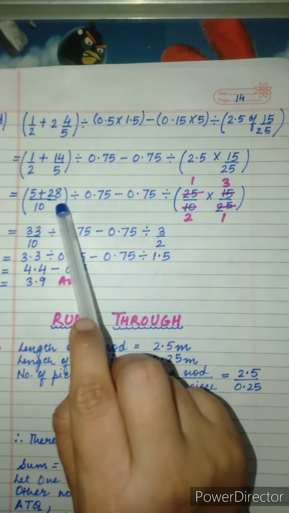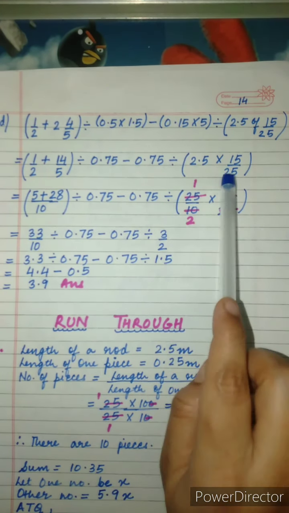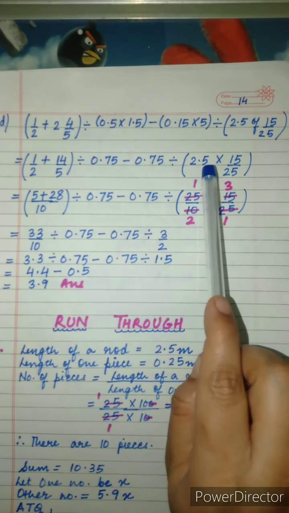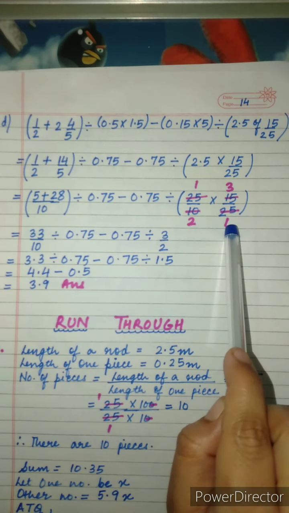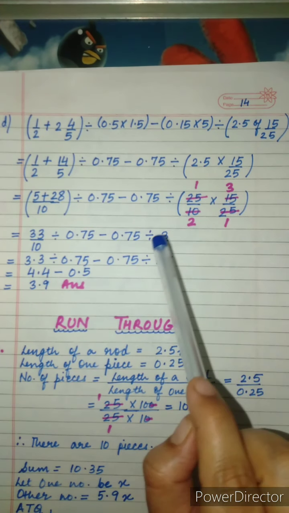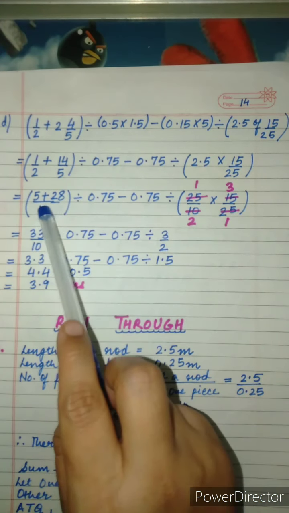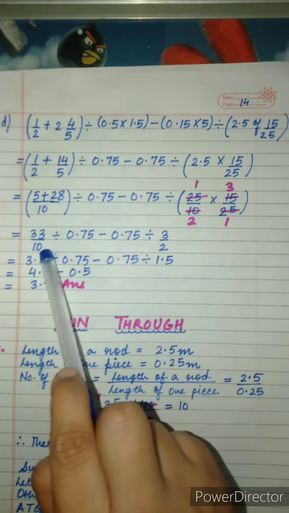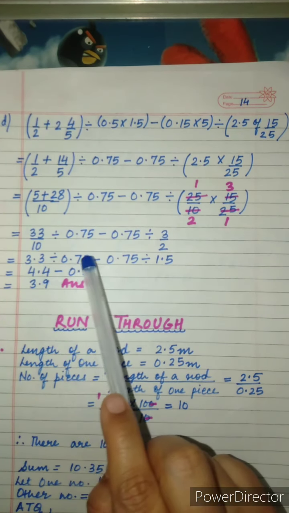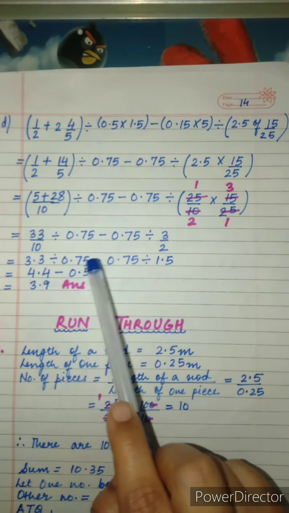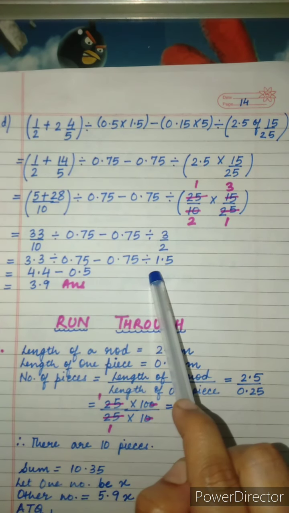So we have 5 plus 28 divided by 0.75 minus 0.75 divided by, we have removed the decimal here, so we have 25 upon 10 into 15 upon 25. When you're going to solve this bracket, you'll be left with 3 upon 2. And here we have 33 upon 10. So in the next step, we have 3.3 divided by 0.75 minus 0.75 divided by 1.5.